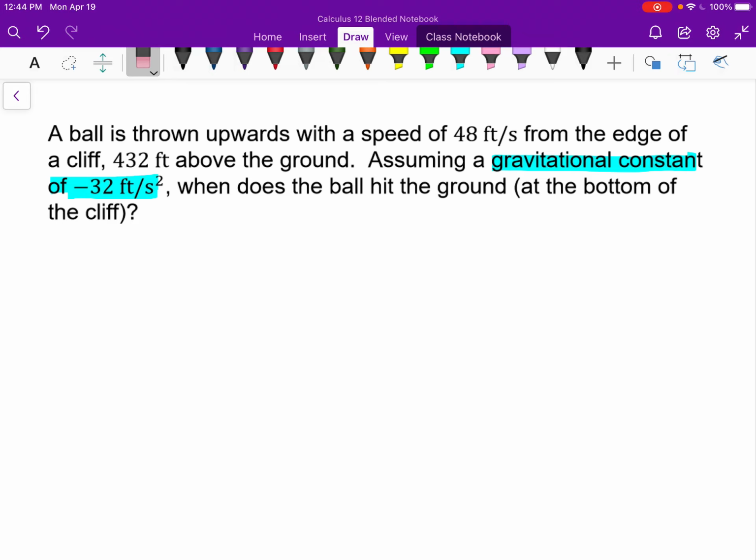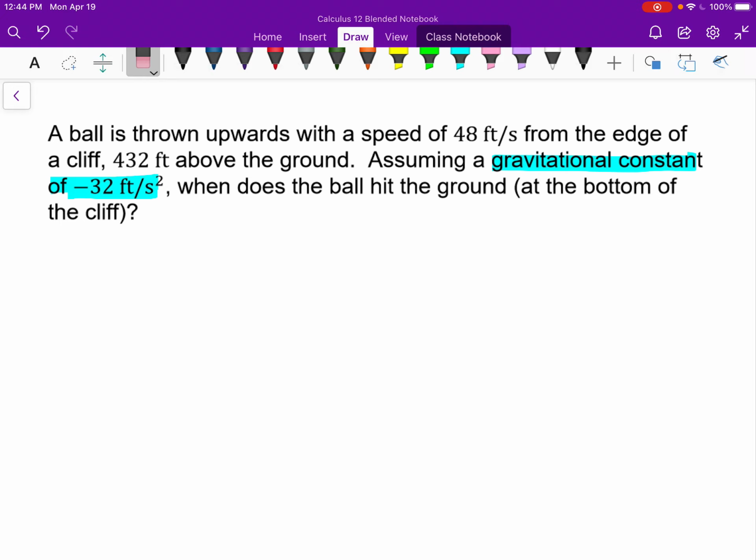The question is, when will the ball hit the ground? As I said, you're throwing it from the top of this cliff. At some point, how long will it take? When, so in time, will it take to hit the ground? Well, the first thing we need to realize is this gravitational constant of negative 32. That is the pull of gravity. And the pull of gravity is the acceleration.